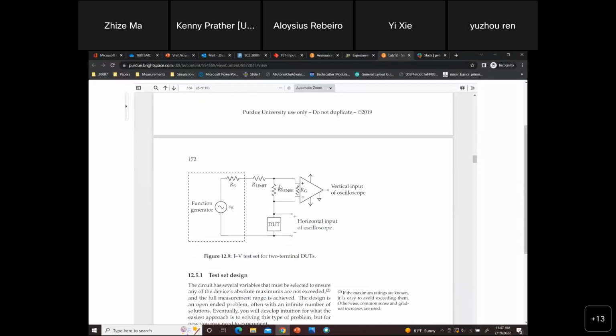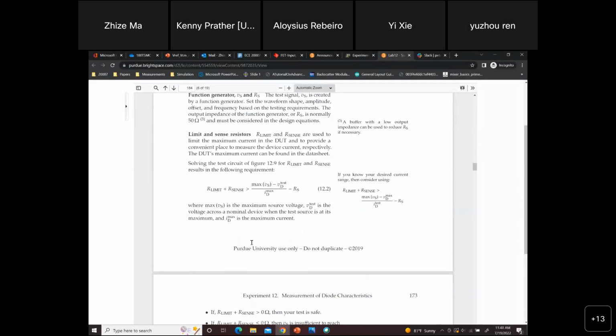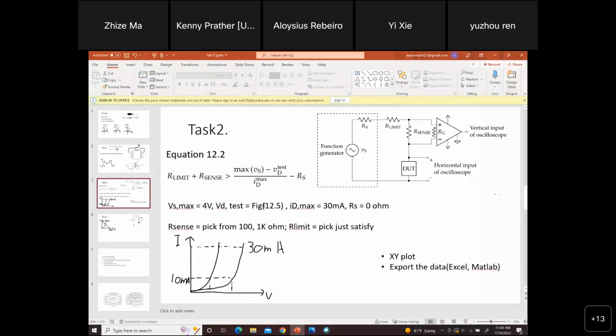But before you build the circuit, you need to calculate the R limit and R sense, right? The equation is also already given in here. So let me use my PPT right here. That's the circuit and that's the equation. All the values you need are actually already given. First of all, RS is just 0, because you're using AD2, RS is 0.